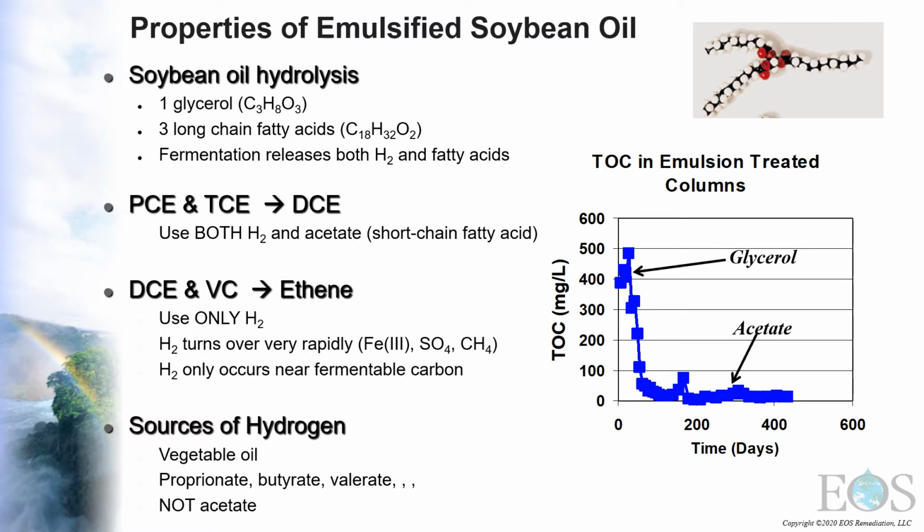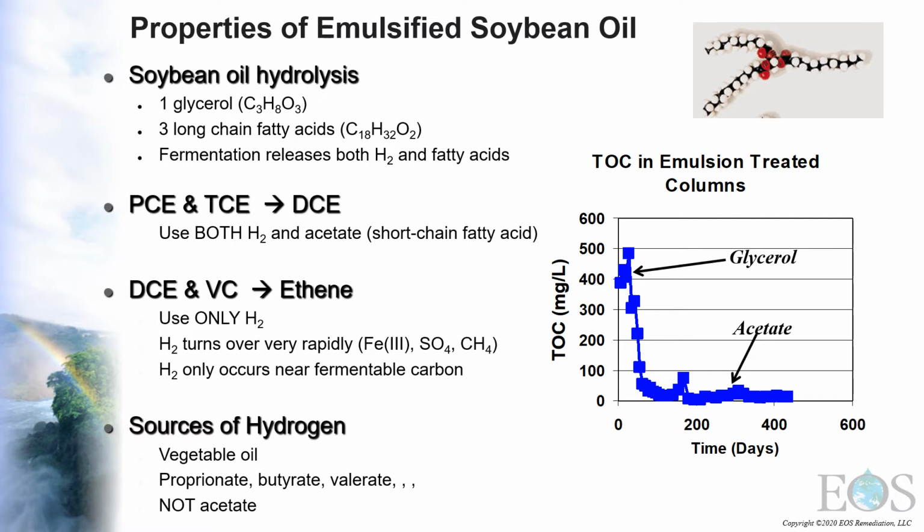This is totally normal. And most of the time what we end up seeing through a groundwater TOC analysis is not the oil itself, because the oil is insoluble. What we're actually measuring are the fatty acids that have been produced from fermentation. In this case, we're showing it as acetate. Now, we can utilize both hydrogen and acetate for the degradation of PCE to DCE. And there are a variety of microorganisms that can do this, not just Dehalococcoides. But to go from vinyl chloride to ethene, we need hydrogen and we need Dehalococcoides. And hydrogen is utilized very rapidly in the subsurface.